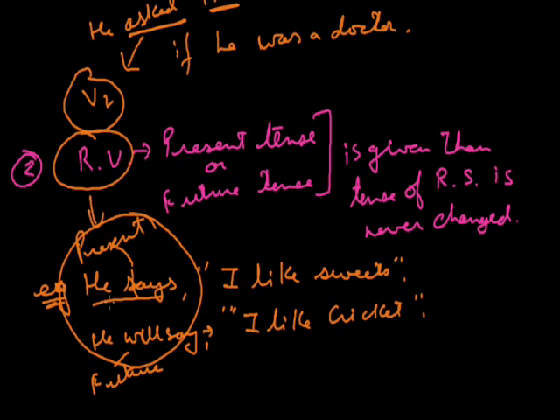Now once we change them, the tense over here will never be changed. Persons will be changed. I will become he. So the right answer will be he says that he, and with he we add S or ES, that's why we will use likes. So he says that he likes sweets. Similarly with will say, he will say that he likes cricket. That means we will never change the tense of the reported speech.